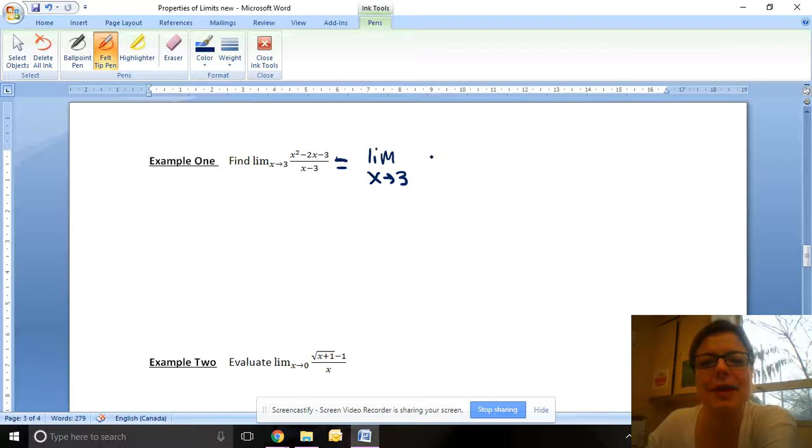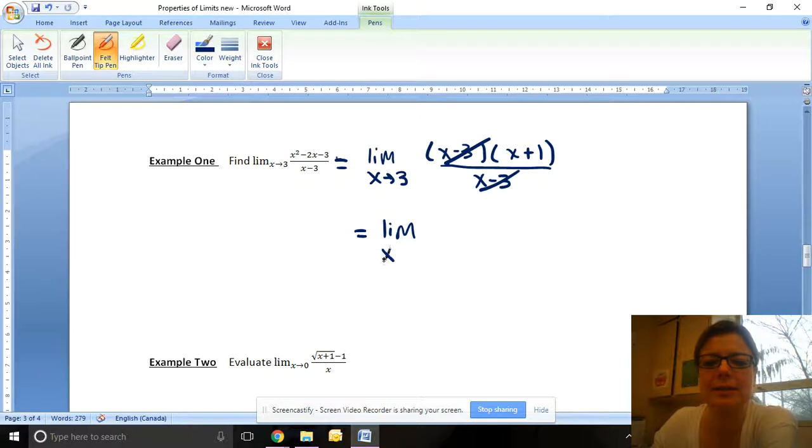Okay, so the limit as x approaches 3 of (x minus 3)(x plus 1) all over x minus 3. Notice now this crosses off, so you get the limit as x approaches 3 of x plus 1. Now you have a continuous function, so you can use direct substitution, substitute in 3, and you get 4. This means that as x gets closer and closer to 3 from either direction, this function is getting closer and closer to the value of 4.